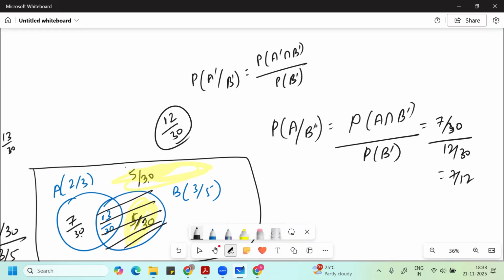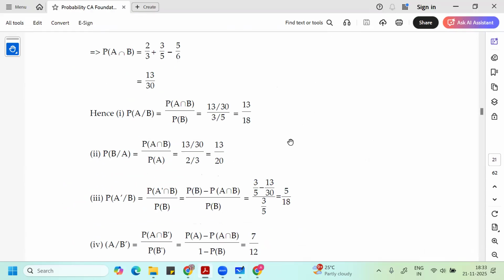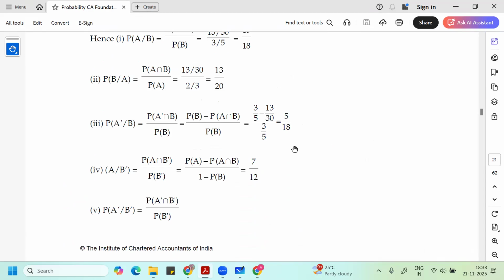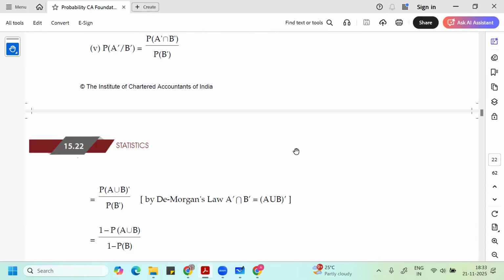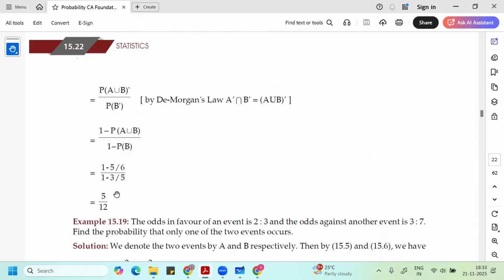So, which area is not the part of both A and B? That is 5 by 30. Divide by the area which is not the part of B. Not the part of B, that is 12 by 30. Answer would be 5 by 12. Okay, good question.